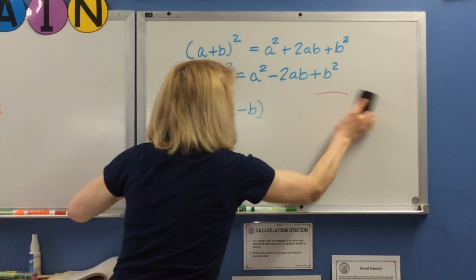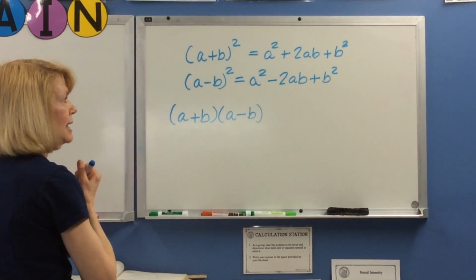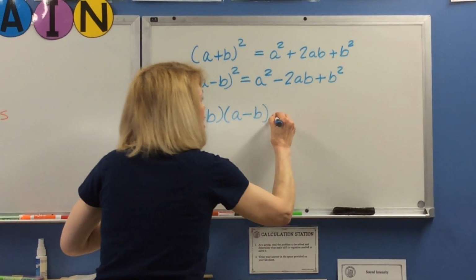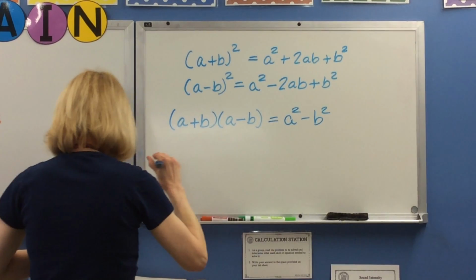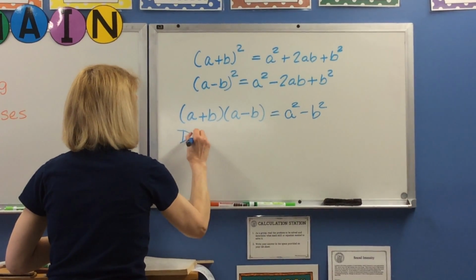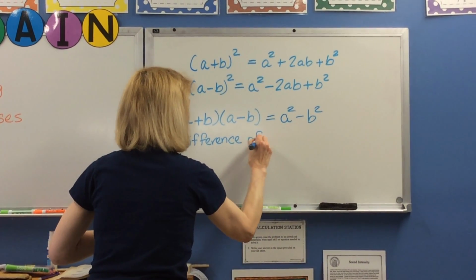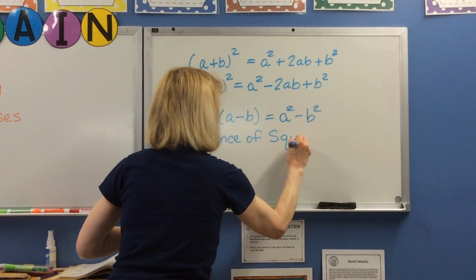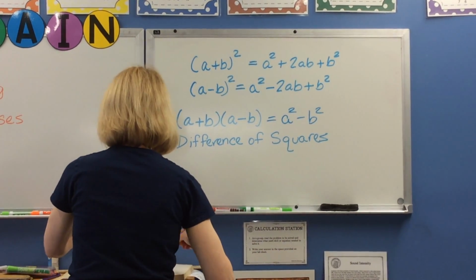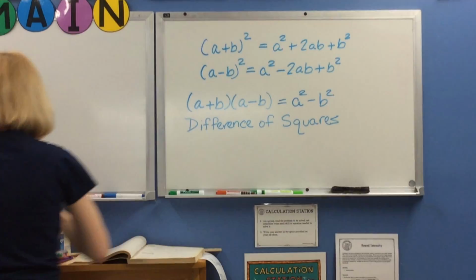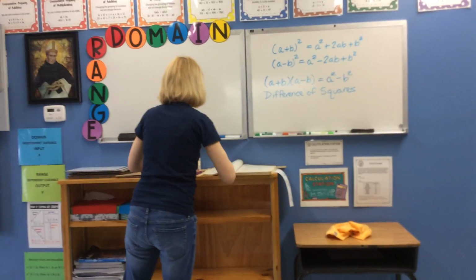So whenever you have terms like this, a plus b times a minus b, you're always going to get a squared minus b squared. And that is called the difference of squares. It has its own name, difference of squares. Okay, so let's do a couple of these examples.